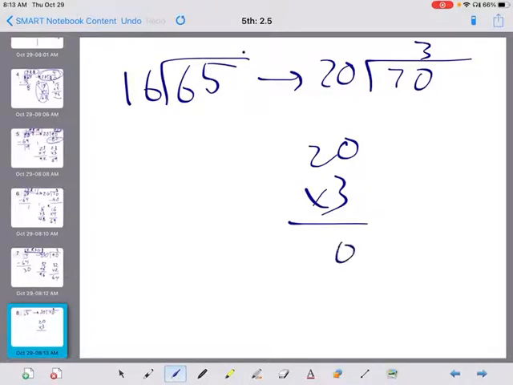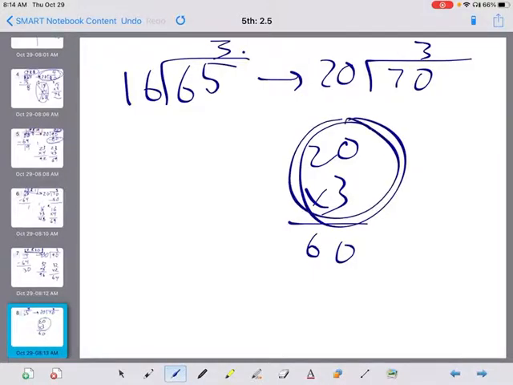3 times 0 is 0. 3 times 2 is 6. Hey, look at that. 60. 60 is going to work for us, because when we subtract, we're going to get 5. So that means I put 3 up here. I'm supposed to do 20 times 16, not 20 times 3, so maybe I was too soon in putting that up here, but I'm going to leave it up there, hoping that I got it right this time.